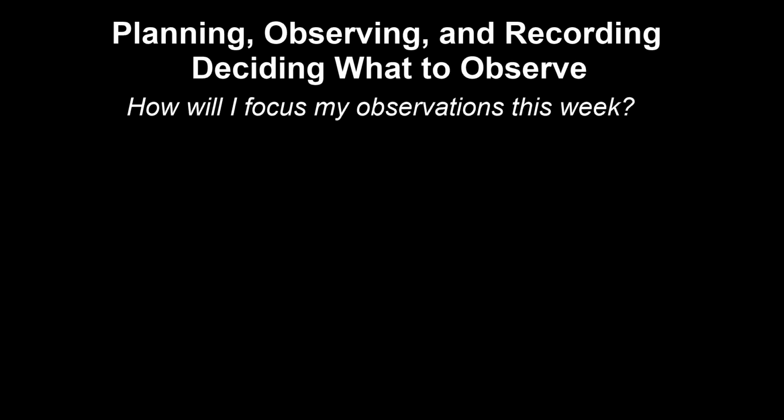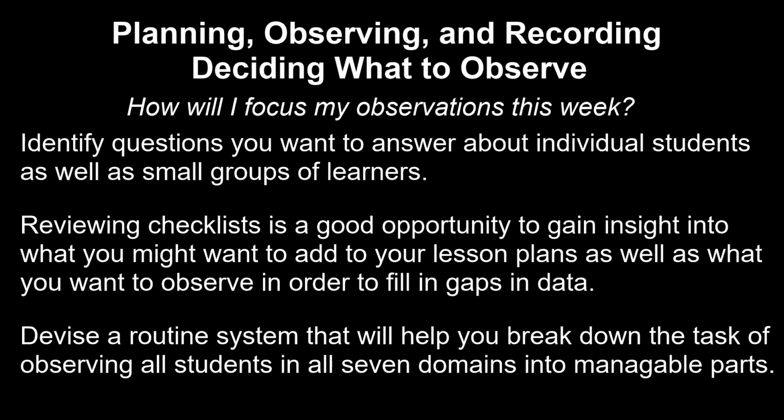As you plan activities and projects for each week, there's one question to add to the planning process. How will I focus my observations this week? This means identifying the questions you would like to answer about individual learners and small groups of learners in the classroom. For example, in a review of checklists for the class, you might realize that you lack information about students' questioning and predicting skills. You may decide to schedule some open-ended science activities so they'll have opportunities to observe and record this component of the scientific thinking domain.